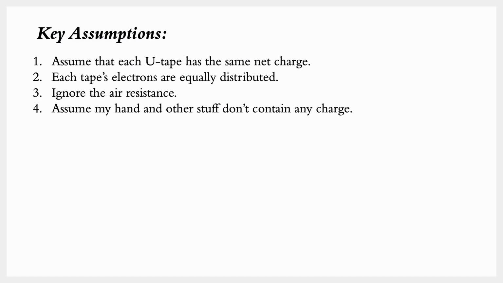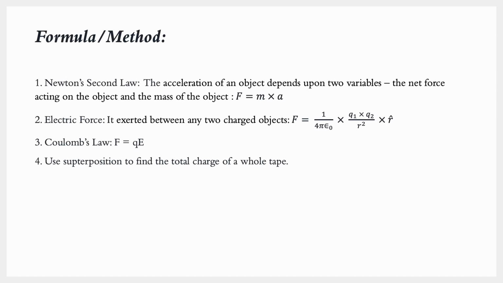For this lab, we need to make some key assumptions to get more precise results. First, assume that each U-tape has the same net charge. Second, each U-tape's electrons are equally distributed. Third, ignore the air resistance. Fourth, assume my hands and other objects don't contain any charge. Then let's move on to the formulas and method.